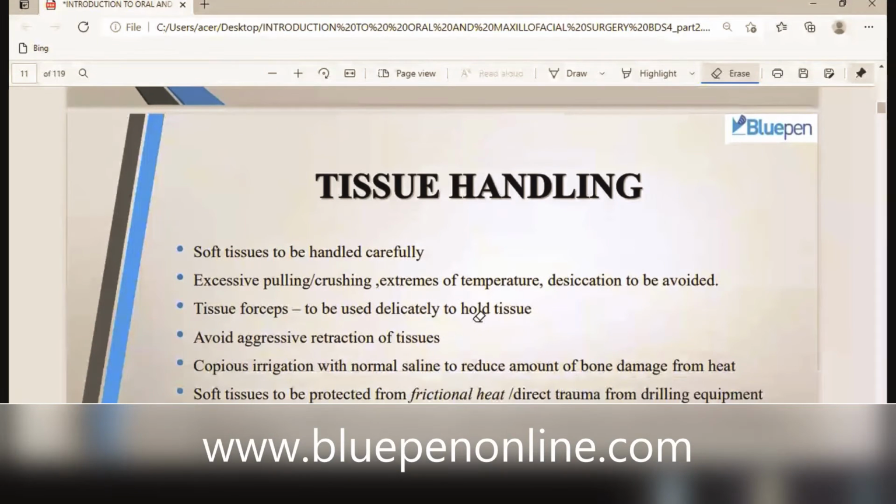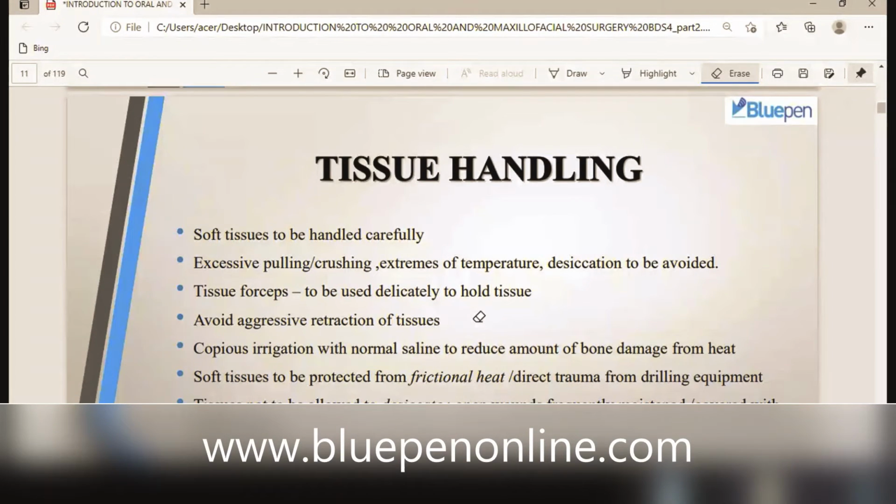Now, after this, you have to make sure that you handle the tissue very carefully. The soft tissues can get torn, so you have to handle them carefully. Avoid excessive pulling, crushing, and extremes of temperature. A temperature increase occurs when you use burs for bone cutting. There will be a very high temperature because of this machine. All this can actually cause necrosis of the tissues, right? So you have to be very careful and handle the tissue very carefully while doing the surgery. Tissue tearing and dislocation are to be avoided.